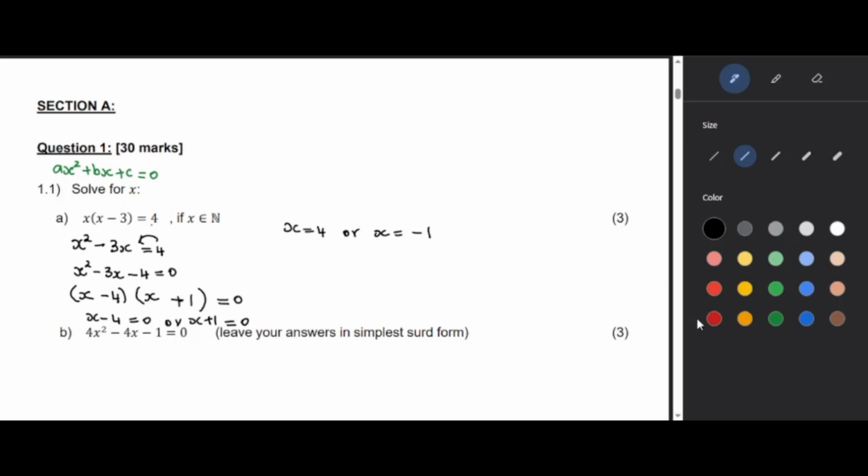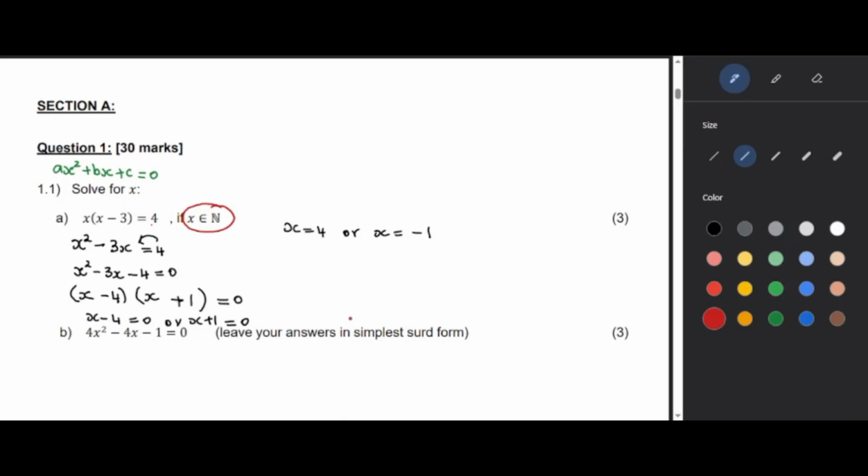Remember, we don't need to make any mistakes. That's why it's very important for me to explain this problem step by step. Look at this: if x is an element of natural numbers, solve for x. You need to understand what natural numbers are. Natural numbers we call the counting numbers. The counting numbers are positive integers, because we use natural numbers to count objects and items, and they start from 1 all the way to infinity.